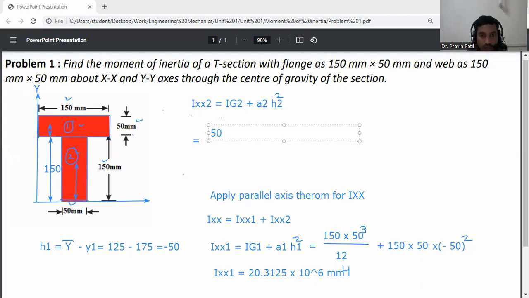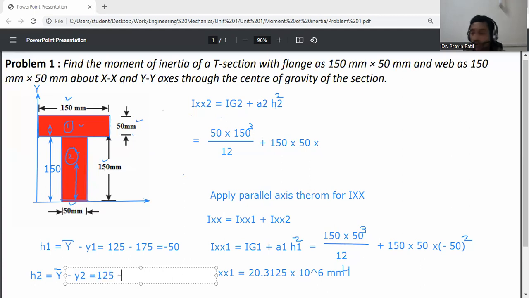So 50 into 150 cube divided by 12 plus A2, which is 150 into 50, into H2. Now we'll explain how to calculate H2. H2 is equal to Y bar minus Y2. Y bar is again 125 mm, minus Y2, which is 150 by 2, so 75 mm. So 125 minus 75, H2 is 50 mm.